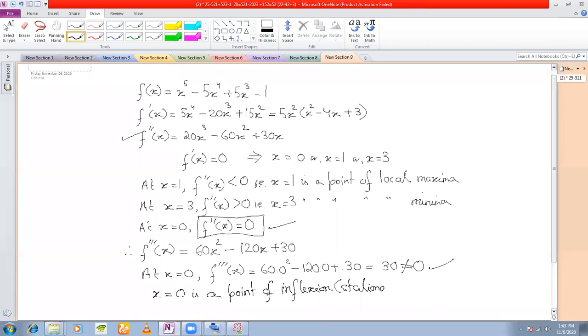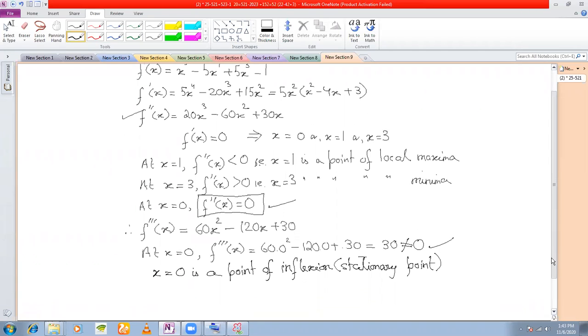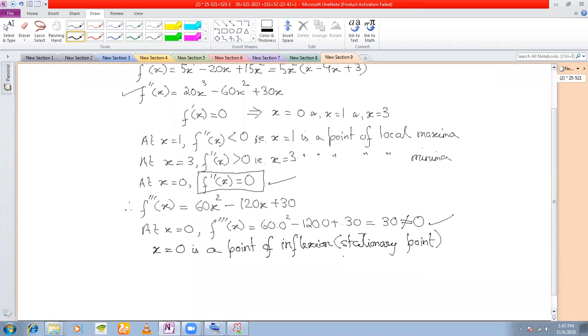Now what is the point of inflection? It is also called the stationary point. This situation you will get in very few cases. Most of the cases you will get the second derivative either positive or negative, and you will be able to determine the local maxima or minima. F triple dash x not equal to 0, you will get in very rare cases. We define the point of inflection at this.